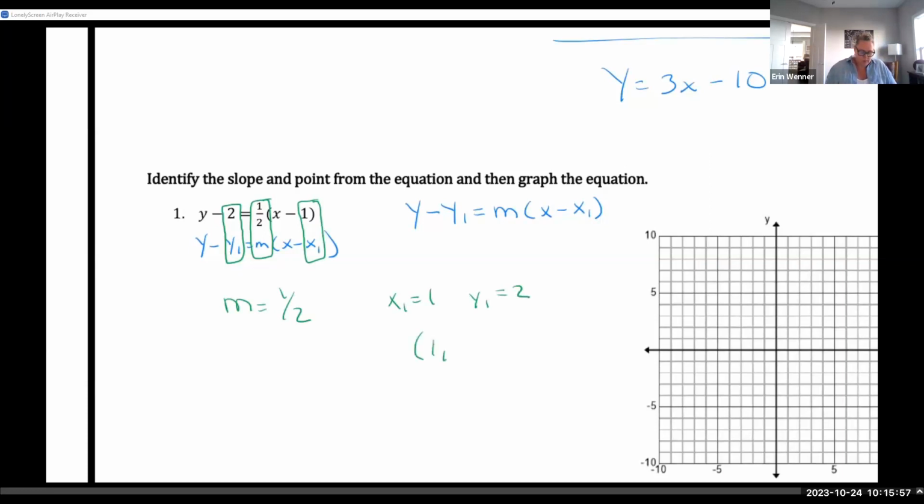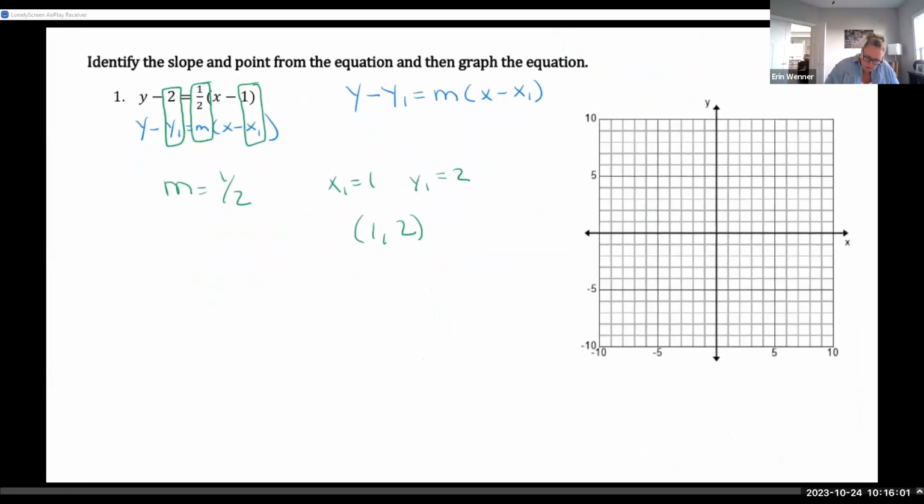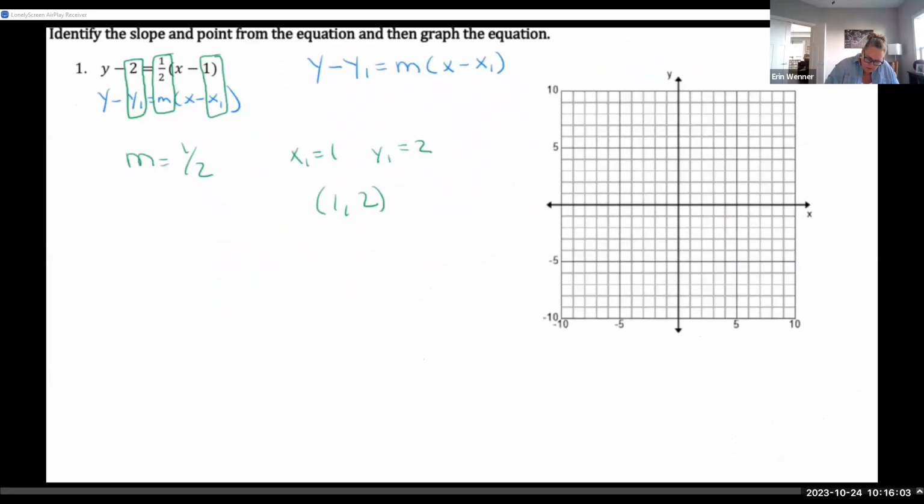So if I go over to my graph, I'm going to start by graphing that point (1, 2). So over 1, up to 2. And then I'm going to use my slope to get to the next point. Remember, if we interpret this slope, it's going to be up 1, right 2. So we're going to come up 1, right 2, up 1, right 2. And we have a whole bunch of points, which will allow us to graph our line.